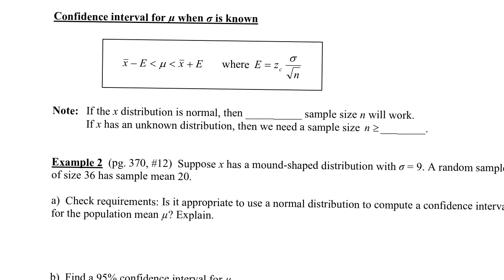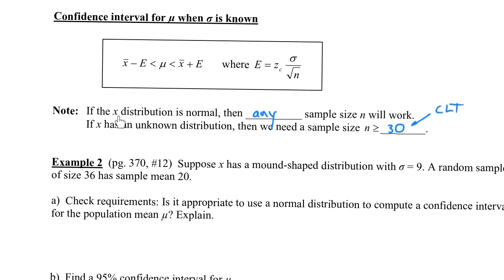So we've got our information here. We're looking for a confidence interval for the mean when sigma is known, the standard deviation is known. And we've got our interval here. We build it using this error, our maximum margin of error E. We calculate it here and then plug it in here. We got a little note here. It says if the x distribution is normal, then any sample size n will work. If x has an unknown distribution, then we need a sample size n greater than or equal to 30, and that is from the central limit theorem, right?